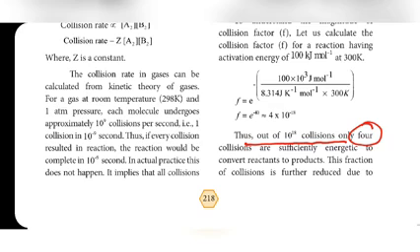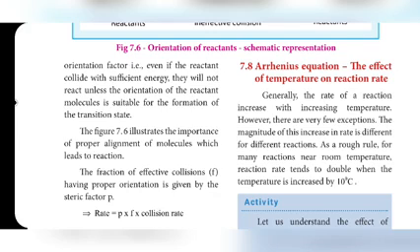This fraction of collisions is further reduced by the orientation factor. One more factor is introduced, that is called the orientation factor. Here we learned the collision factor, the fraction of effective collisions. One factor we learned. Now we are going to learn one more factor, the orientation factor.